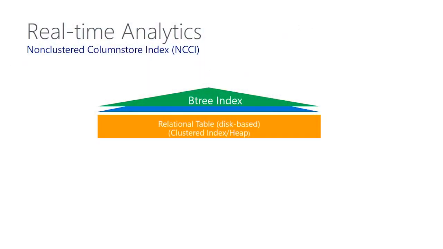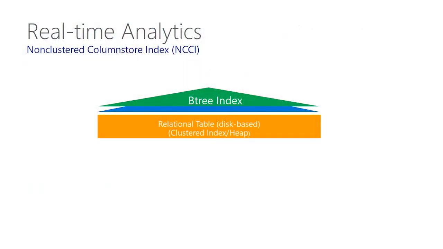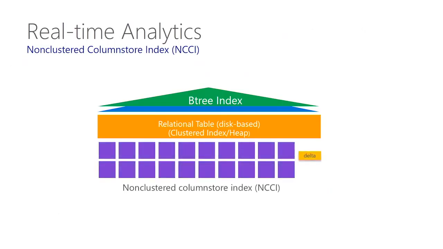So what you see here is a simple disk-based table with one or more non-clustered indexes. In a typical transactional application, you will have many of these tables, say hundreds or even thousands, and you may want to do analytics only on a subset of those tables. Once you have identified those tables, all you have to do is create an updatable non-clustered columnstore index on that table. It's like any other index.